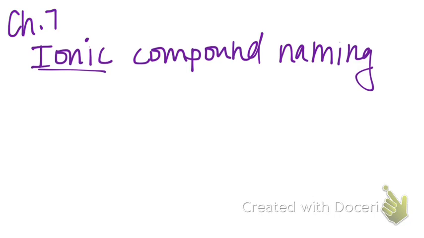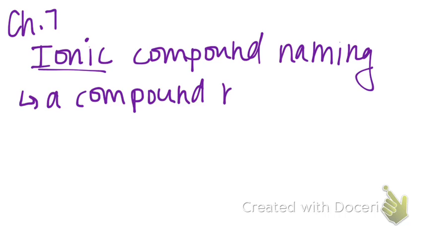It does not mean that it's a compound with a charge, right? An ion is an individual particle with a charge, but an ionic compound is any compound between a metal and a nonmetal.